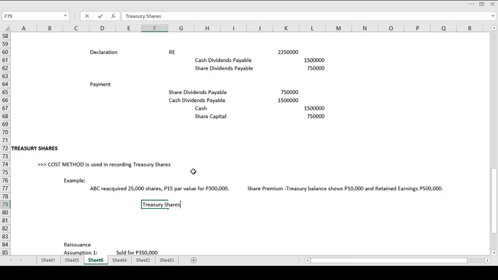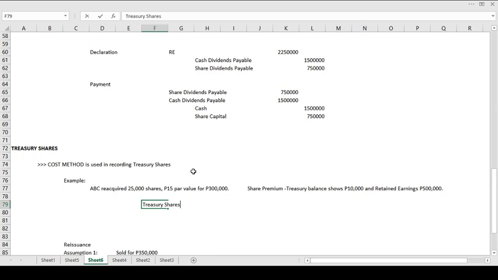Sir, are there instances ba that the reacquired shares can be reissued? Yes. And this is very important on the reissue ones. Assumption number one, if it was sold again for 350, ano po ba entry natin? Well, we use the cost method pa rin. We debit cash, nakatanggap ka ng cash for the reissuance, which is 350. And then you credit treasury shares, which was originally measured at cost when you reacquired it. So that would be 300,000, kasi that was the original cost of the treasury share.